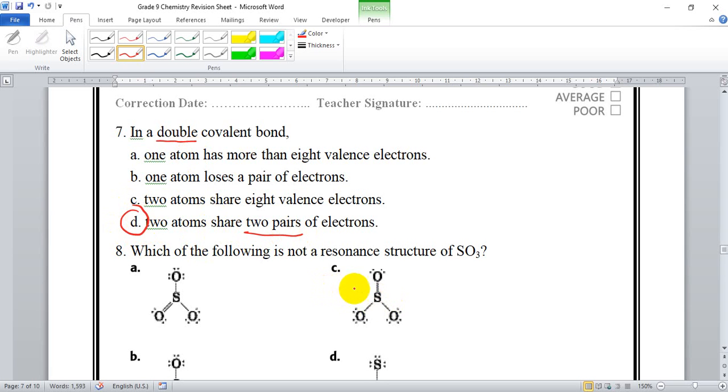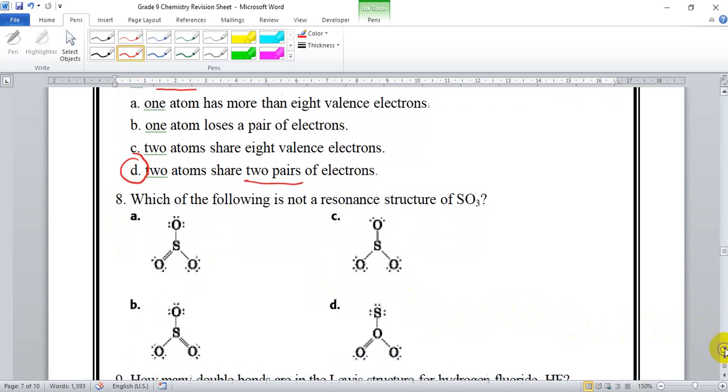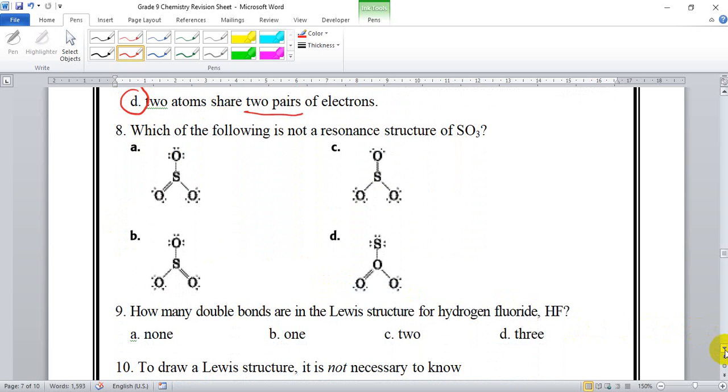Which of the following is not a resonance structure of SO3? Resonance structure means exchanging the position of the bonds: a double bond exchanges position with a single bond. Which one is not the resonance structure of SO3?